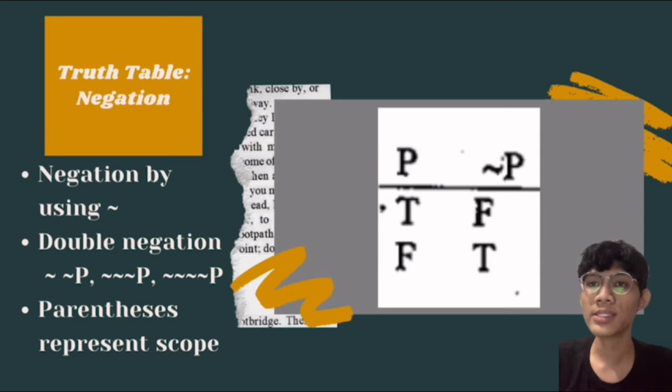Also, parentheses signify scope in negations. If you put a tilde in front of a parenthesis, then it means that the whole premise set is negated. Consequently, if you put a negation sign only in front of a specific element, then that element will be the only one negated and not the whole premise set.